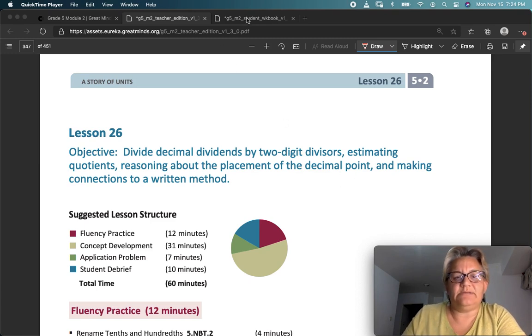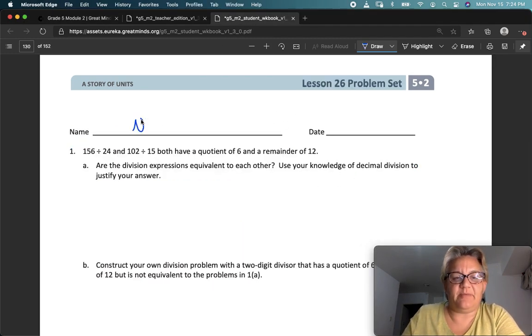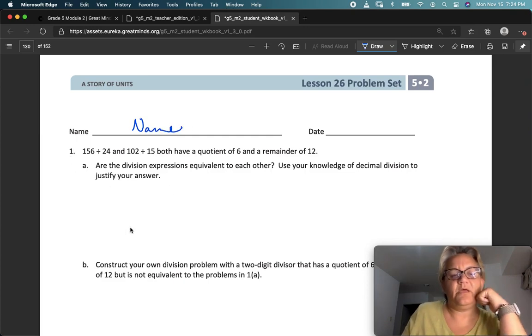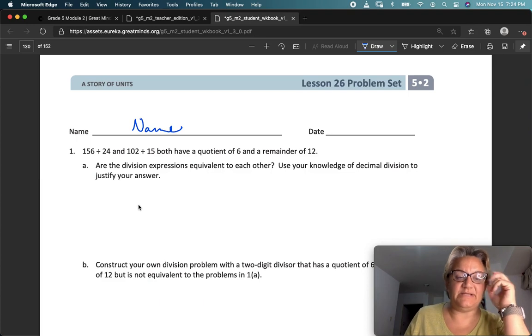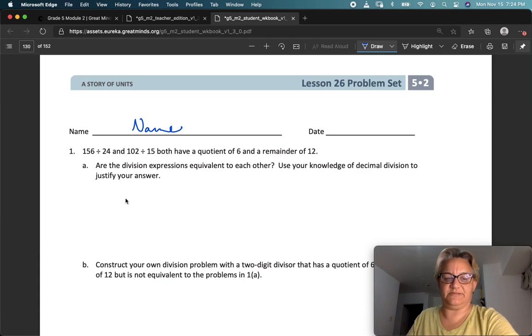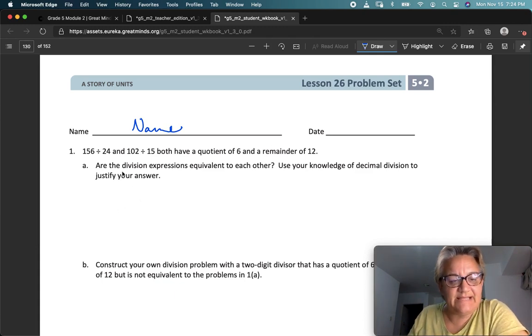Okay? So let's go to our problem set, write your name on the paper. And number one, 156 divided by 24 and 102 divided by 15 both have a quotient of 6 and a remainder of 12. So let's prove that first, okay? It's asking, are the division expressions equivalent to each other? So let's see.